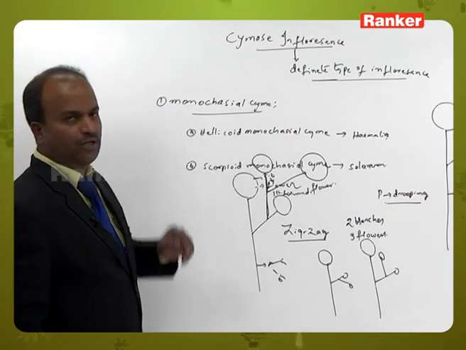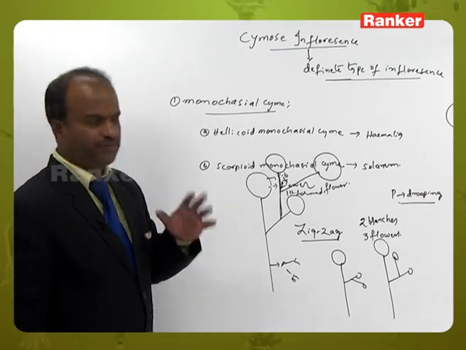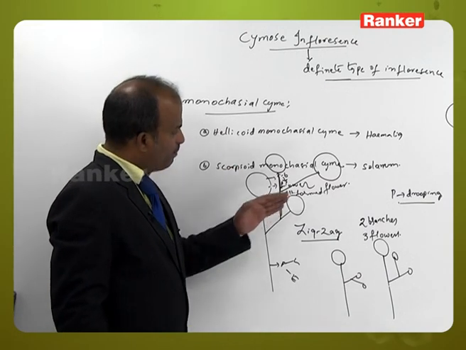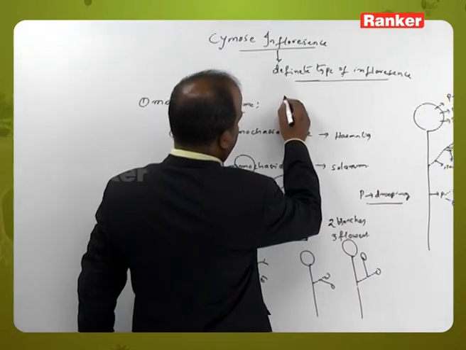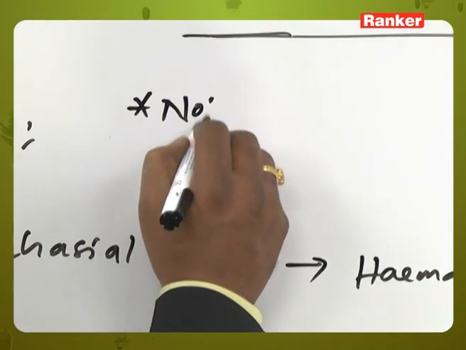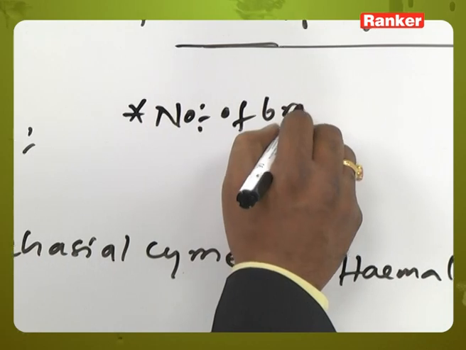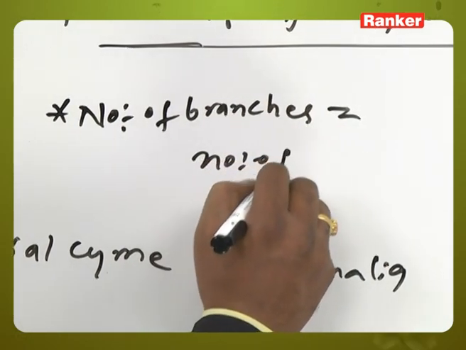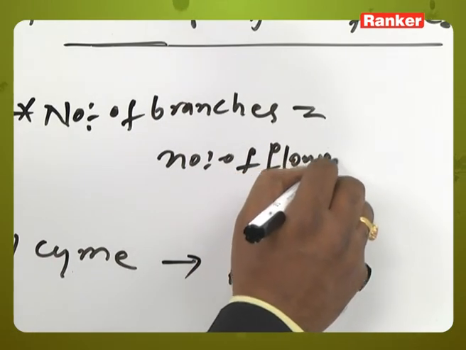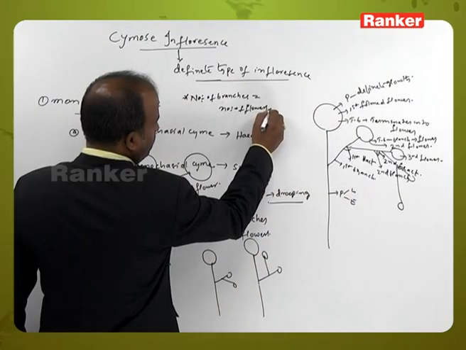This is about monochasial cyme. And here one more thing. Number of branches is equal to number of flowers minus 1.